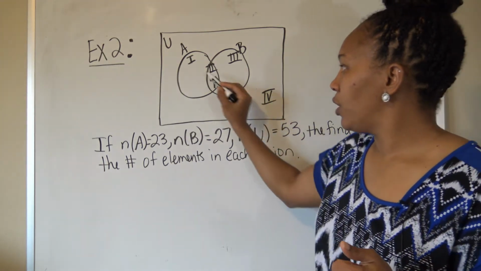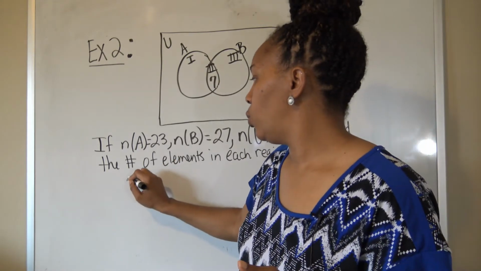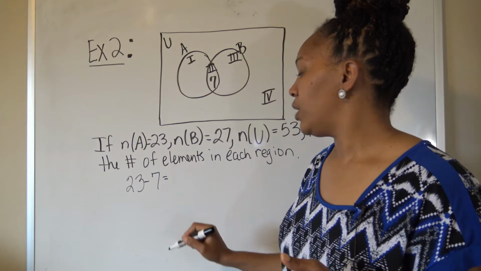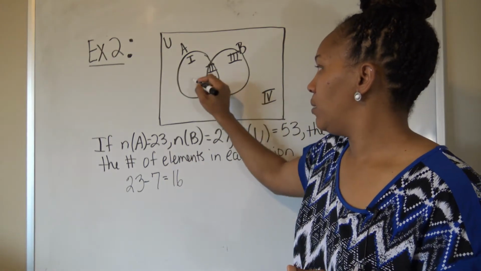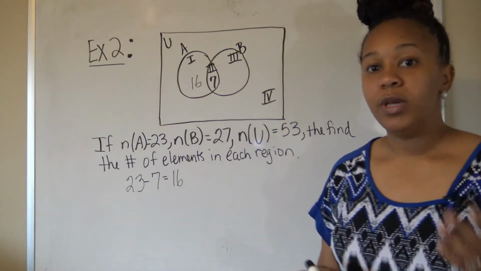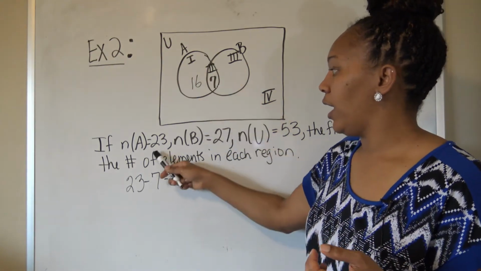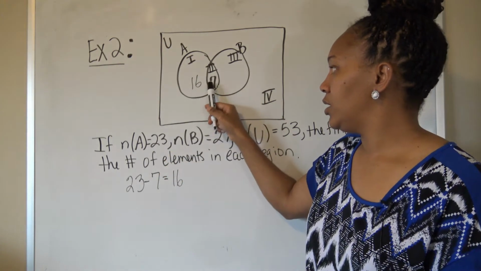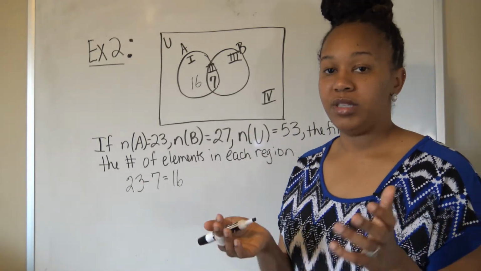So that means in order to figure out what goes in this first region, I would have to do 23 minus 7. And that would give me how many elements are in this first region, and you end up getting 16. And the reason it's 16 is because however many elements are in this circle A has to equal 23. Well, there are already 7 right here, and 7 plus 16 is 23. So that makes the number of elements of A correct.